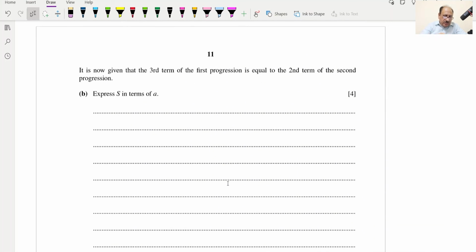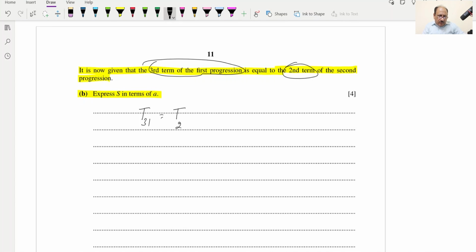Now the B part says it is now given that the third term of the first geometric progression is equal to the second term of the second progression. Express S in terms of A. So the third term of the first progression, T3 of 1, is equal to the second term of the second progression.